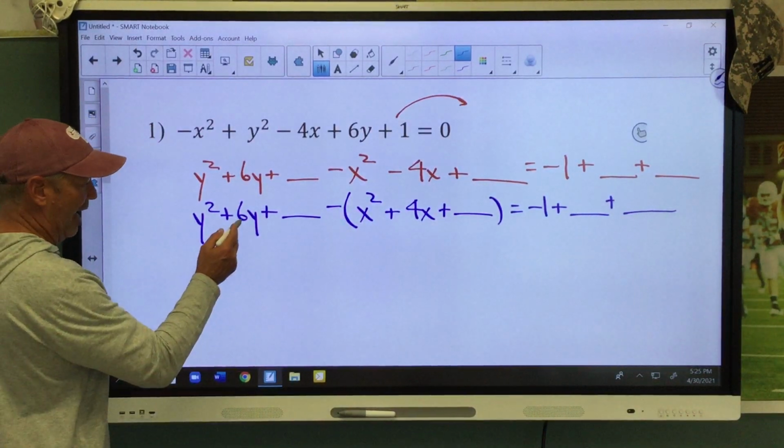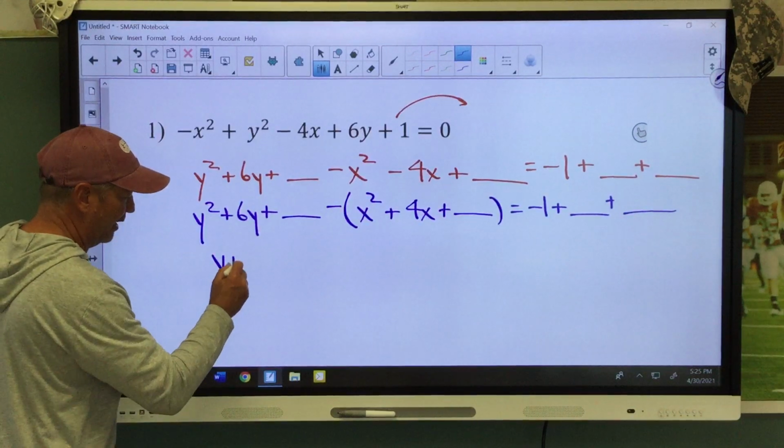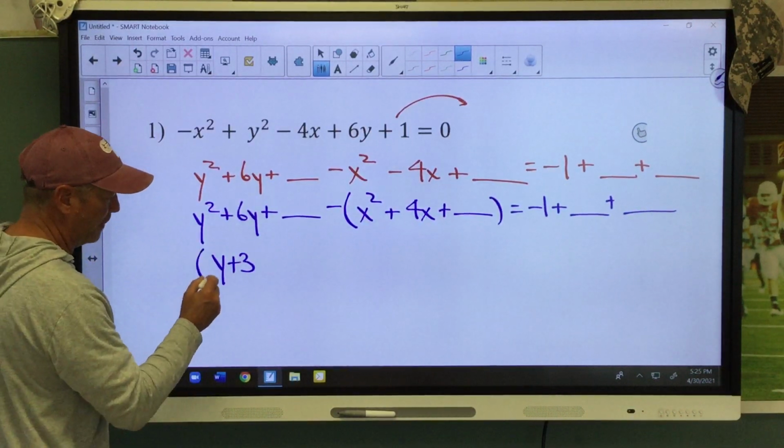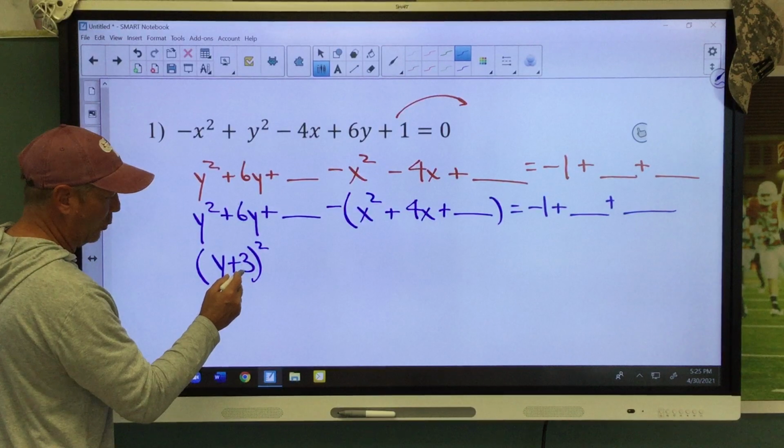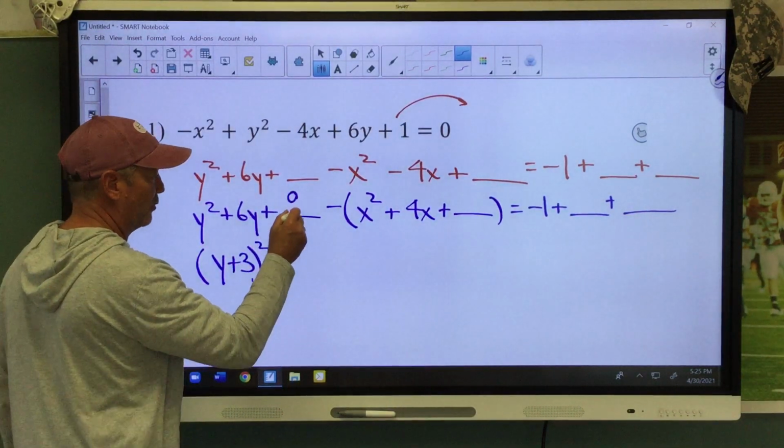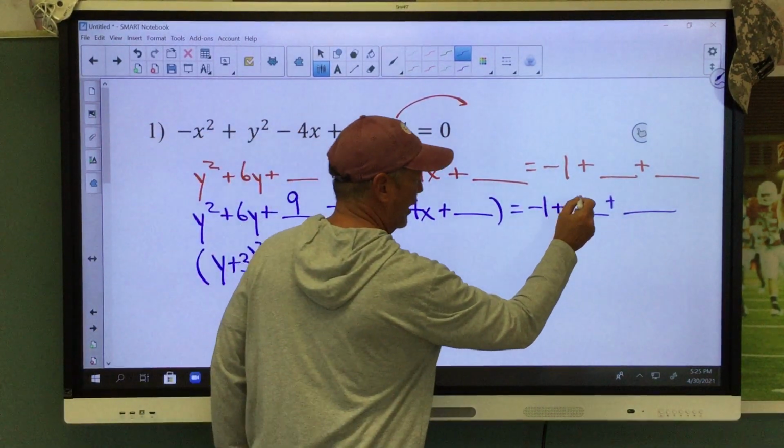All right, so half of 6 is 3. We're going to square it. 3 times 3 is 9, so 9 goes in the first blank.